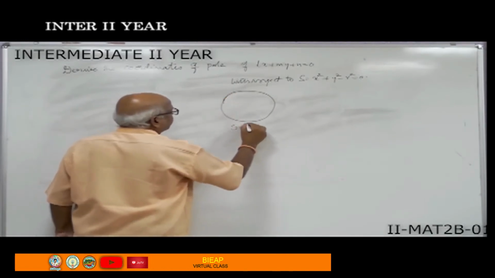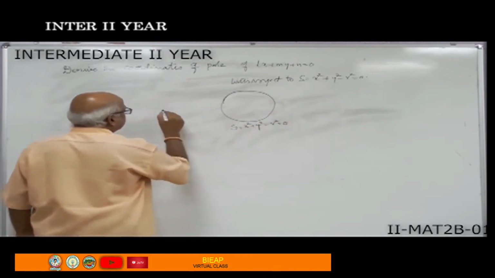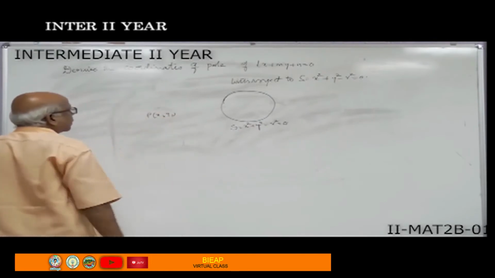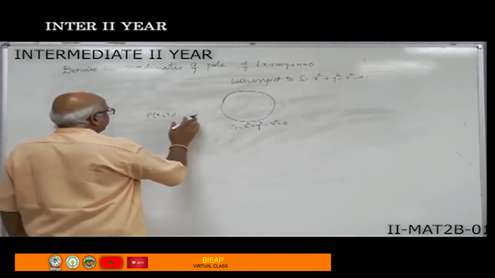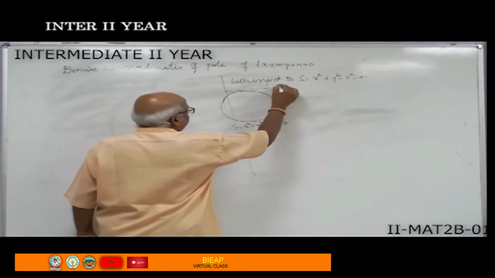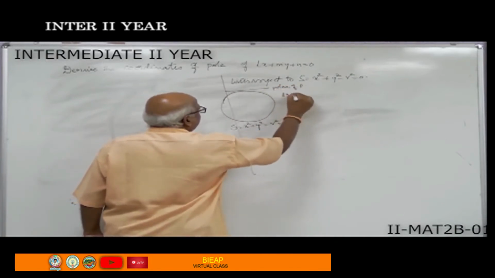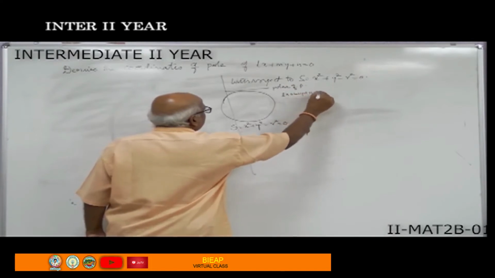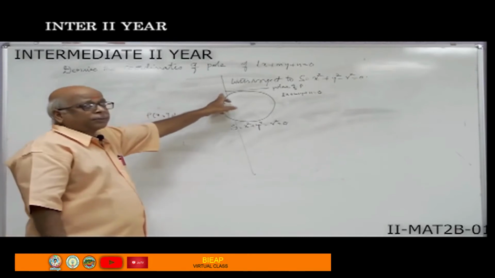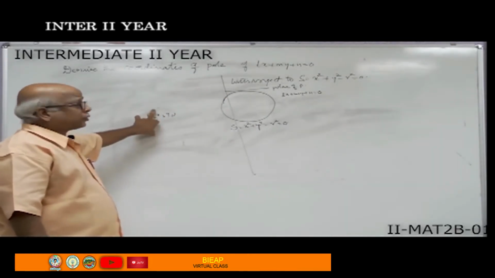S equal to x square plus y square minus r square equal to 0. P x1 y1. Let us say this is the polar of P, which is given by Lx plus My plus n. If this line is the polar of P, this point will be the pole of this line. We have to find out the actual values of x1 and y1.